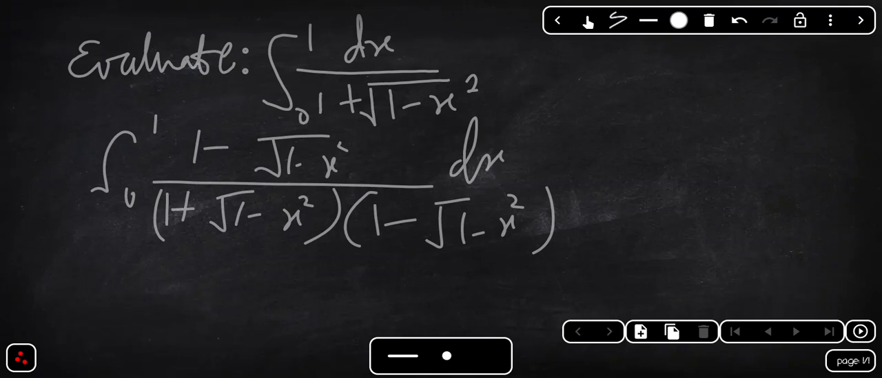I'm sure you understand what I did here. I multiplied both the numerator and the denominator by 1 minus square root of 1 minus x squared. Okay, that's what I did.